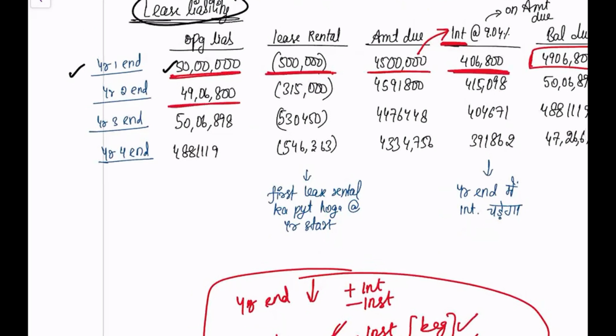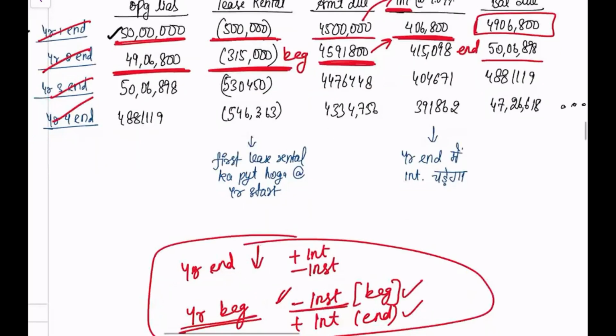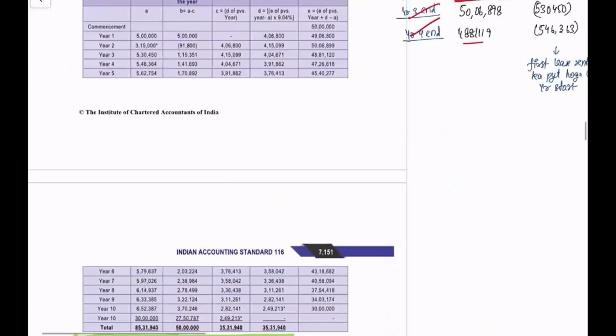In the second year, again you start with the opening liability. First reduce the lease rental which is paid at the beginning of the year, find out the amount due, and on that find out your interest, which you pay at the year end. This is how you will pass your journal entries also. Every year beginning, you pass the lease rental entry, and every year end, you pass the interest entry. This is how you find out your closing balance, and it goes on until the 10 years they have given you here.